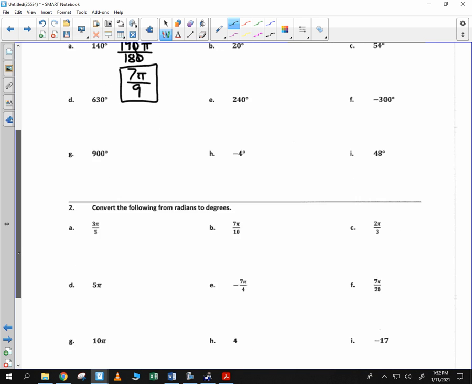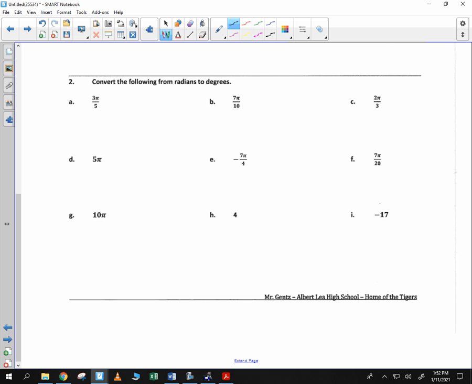The second part you're going to be asked to do is to convert from radians to degrees. We take 3 pi over 5 and we multiply by 180 over pi. Notice the pi's cancel. 180 divided by 5 is 36. And 36 times 3 is 108. You can go ahead and use your calculator there. So those are your 2 skills.